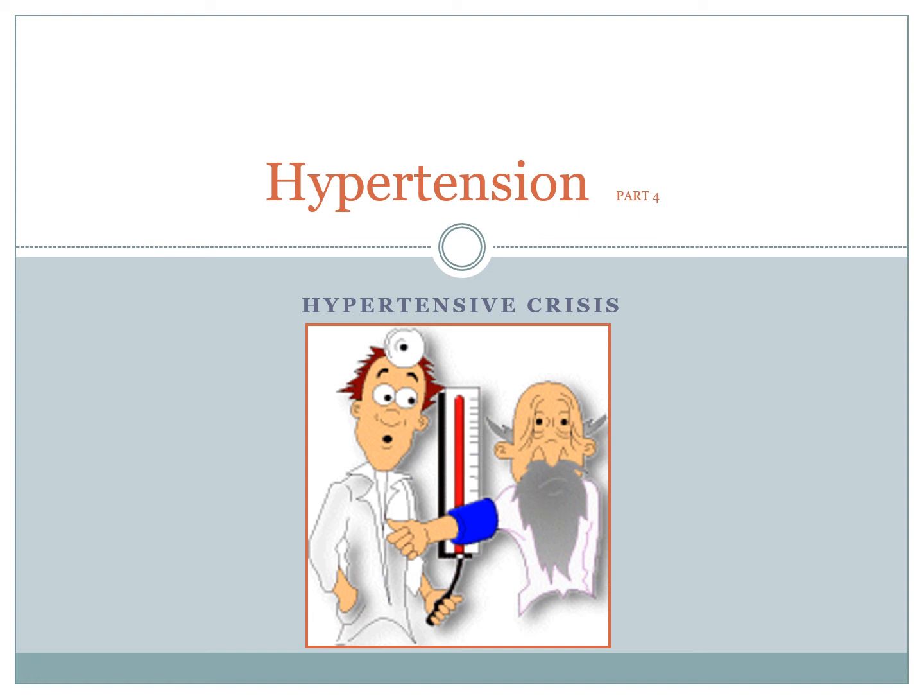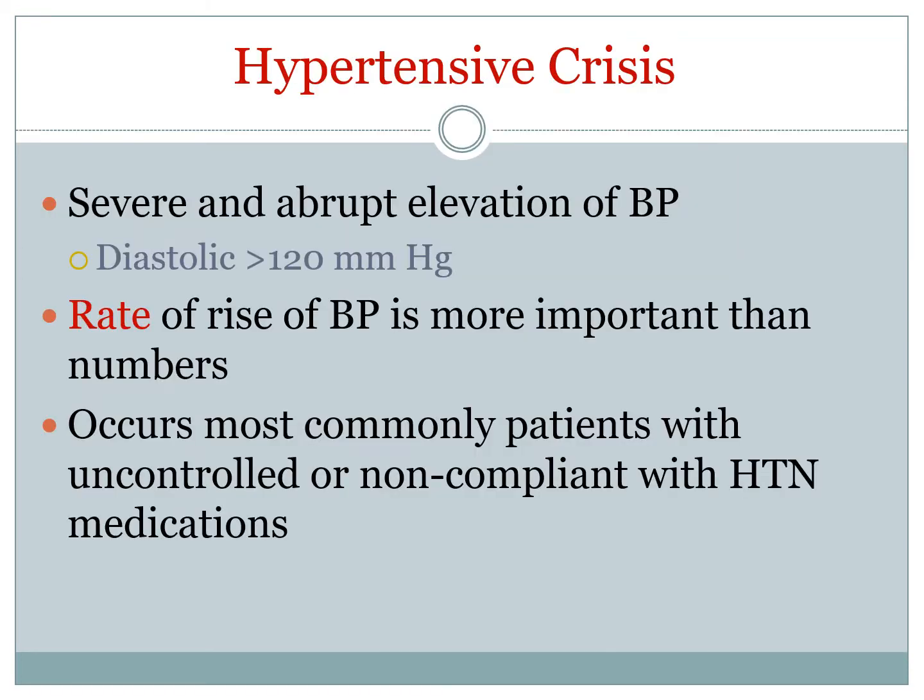Okay, and then the final part of the hypertension presentation, part 4, is going to deal with hypertensive crises. Hypertensive crisis is an elevation in blood pressure in which diastolic pressure exceeds 120 millimeters of mercury, and the rate of the rise of the blood pressure is more important than the numbers.